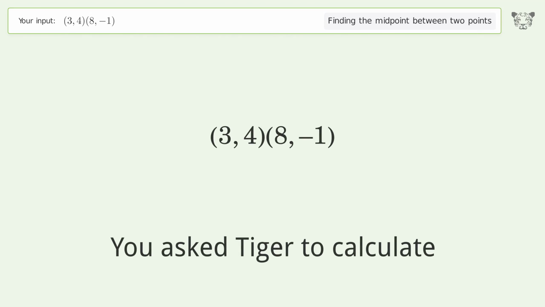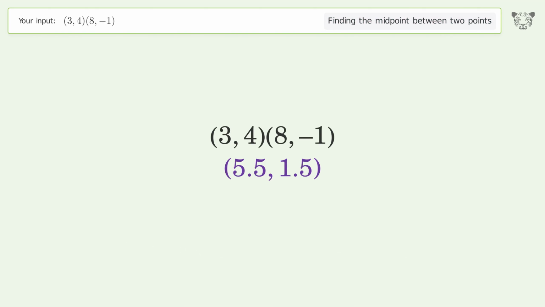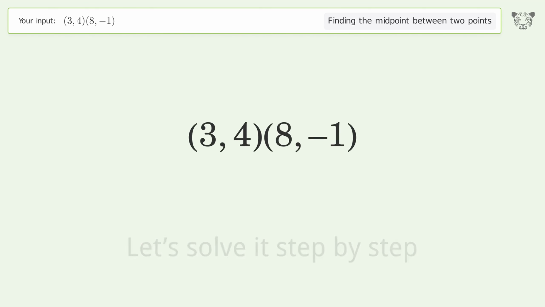You ask Tiger to calculate. This deals with finding the midpoint between 2 points. The midpoint between the 2 points is 5.5, 1.5. Let's solve it step by step. Plot the 2 points and calculate the midpoint using the formula.